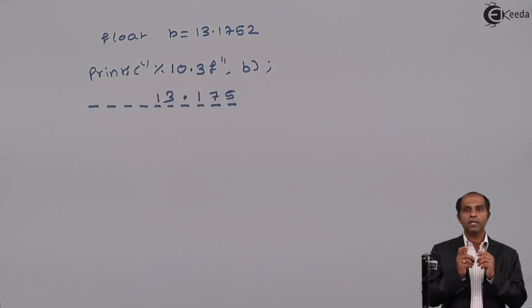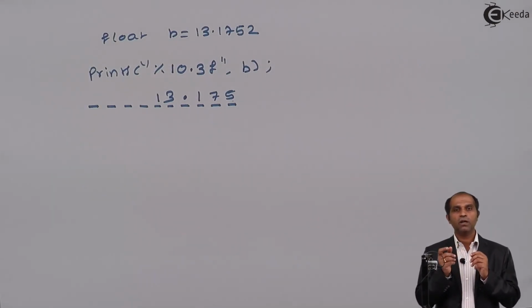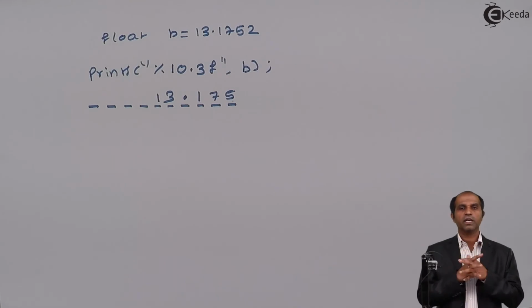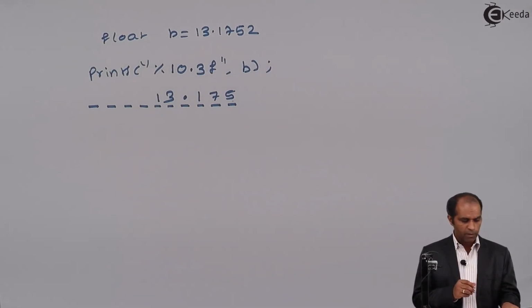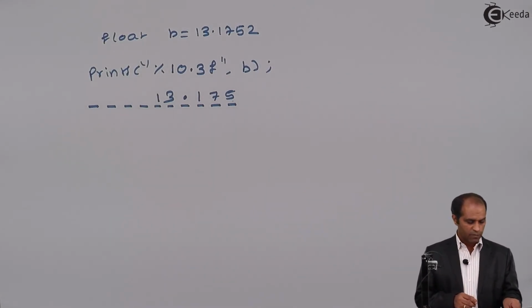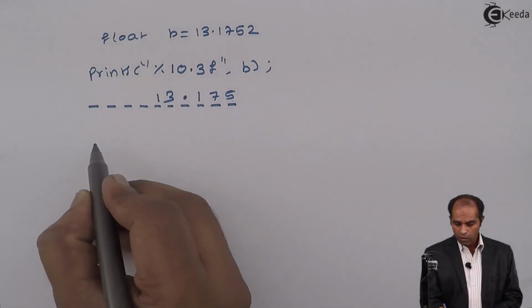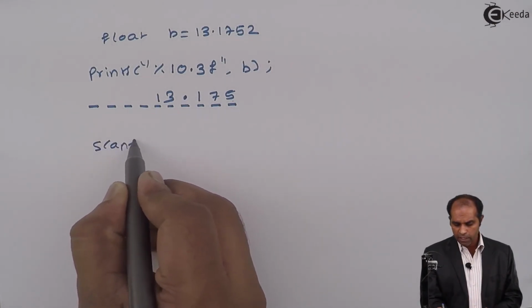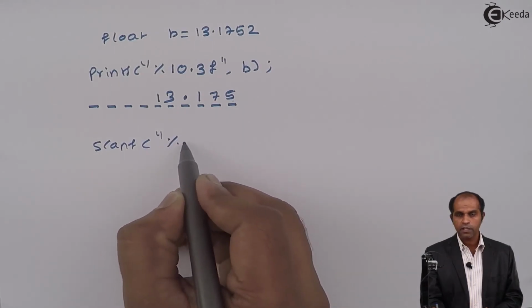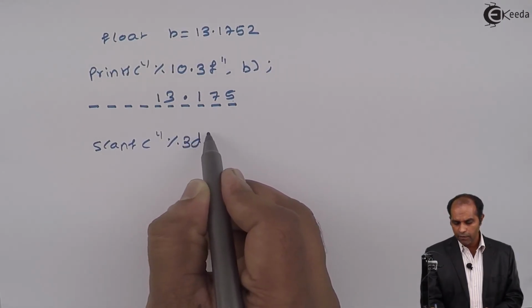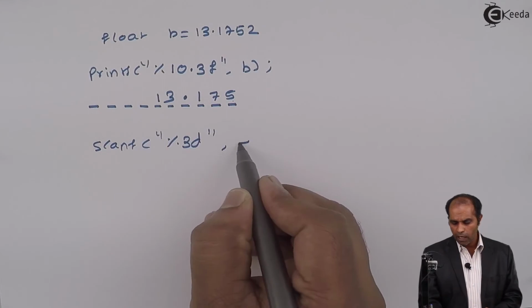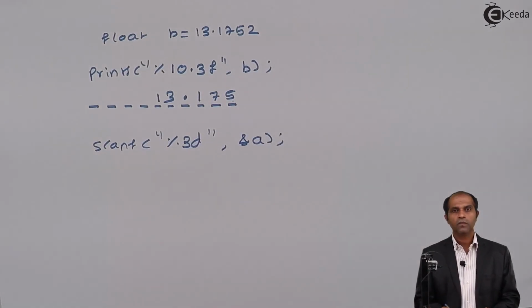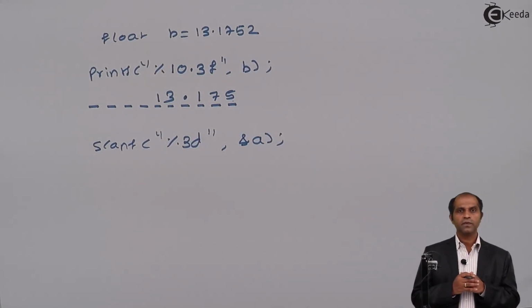The meaning still remains the same. We have seen this with printf. Can I have the same thing with scanf? Yes, we can have it even with scanf also. Let me try an example with a scanf instruction. Suppose I have scanf percentage 3d comma ampersand of a. What exactly does it say?